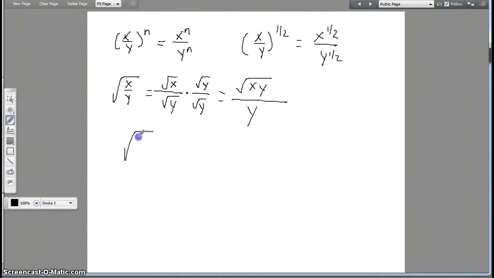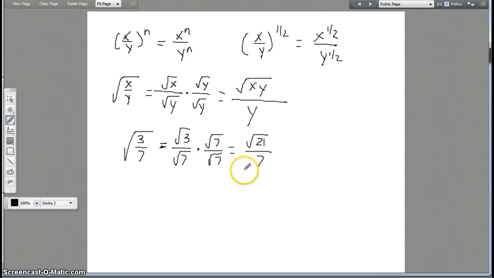So if we have something like the square root of 3/7, that's the same as the square root of 3 divided by the square root of 7. To get the square root of 7 out of the denominator, we need to multiply by square root 7 over square root 7, and that gives us square root 21 over 7.